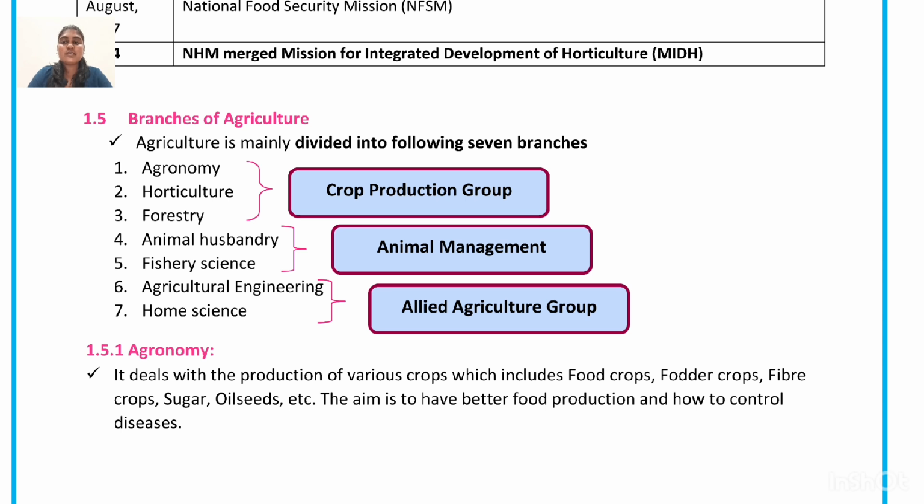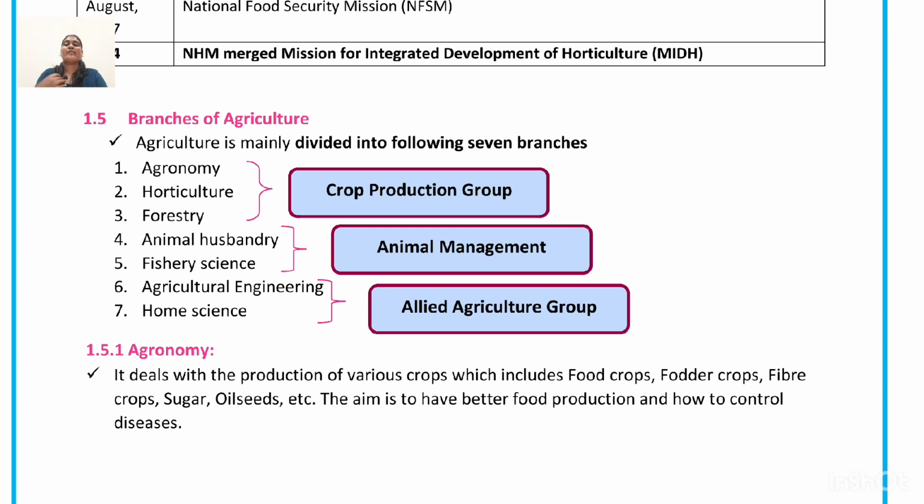Next, we have fishery science. Fishery science deals with all the aquatic animals, the produce which we get from the marine or oceanic environment. We have fishes, crabs, lobsters. These all come under fishery science.